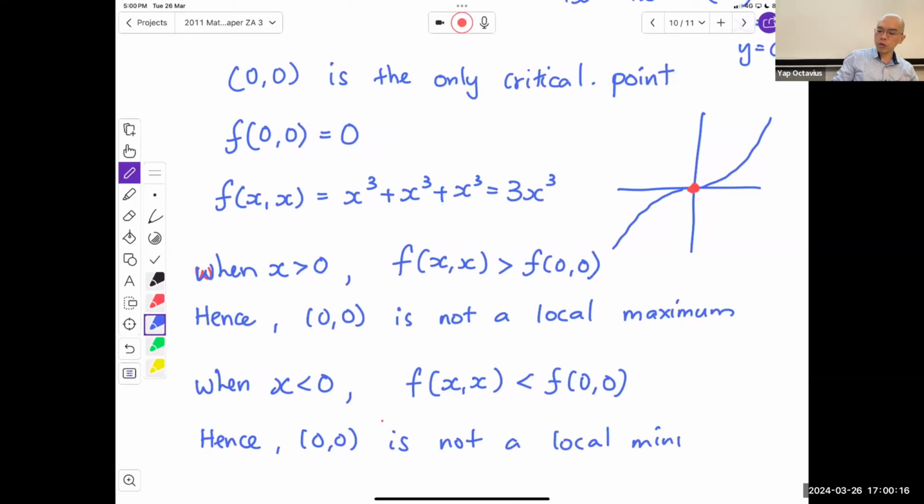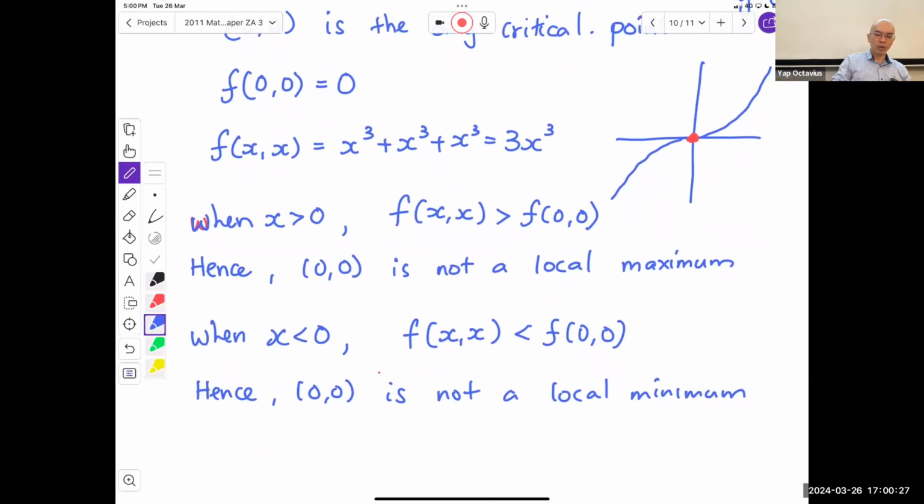So if it's also not a local maximum, not a local minimum, we exclude both of them, we're only left with one more choice, which is a saddle point. So how do you have to argue this? Therefore, 0, 0 is a saddle point because it's not max, not min, so it must be a saddle point.